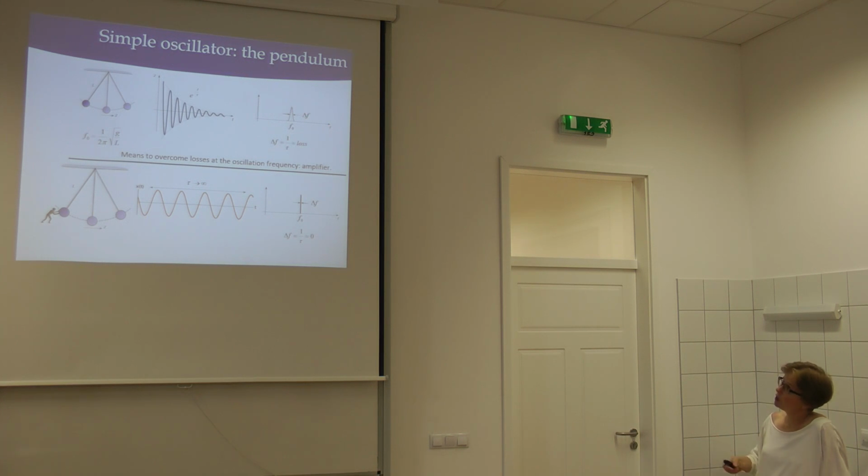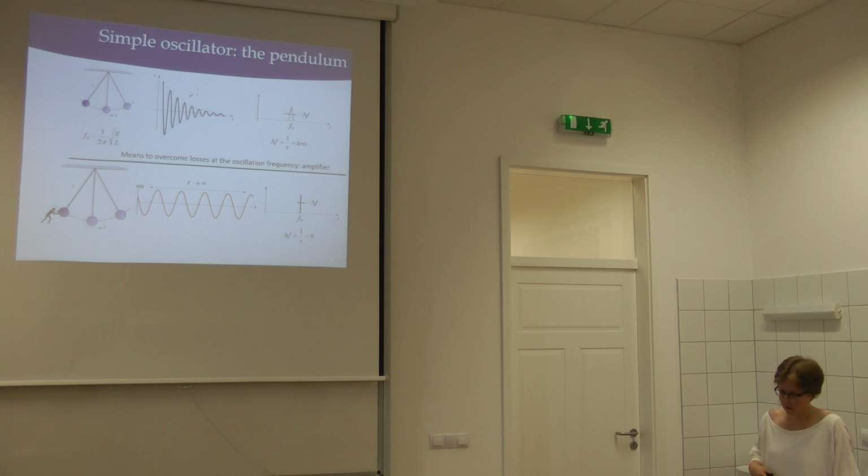And if we look at what frequency components this oscillation contains, you would see that the peak in frequency is at the given value, determined by the length of the pendulum, but it's widened because of these losses. If you put in some energy continuously into this pendulum to overcome the losses, you could keep up the sinusoidal oscillations indefinitely with a constant amplitude, and in the spectrum of such an oscillation you only get a single component.